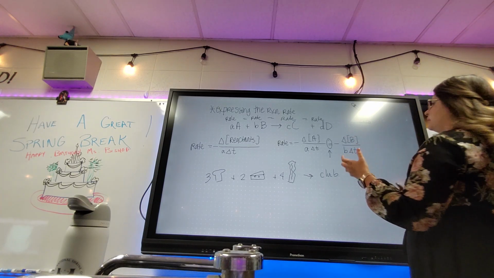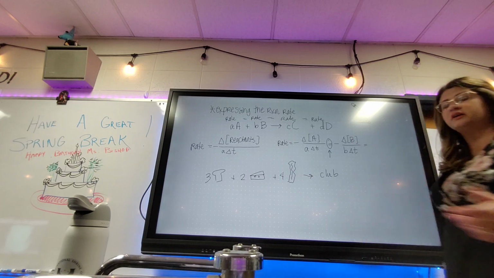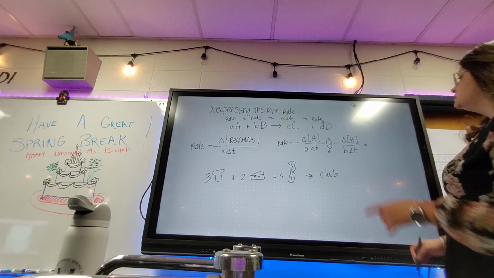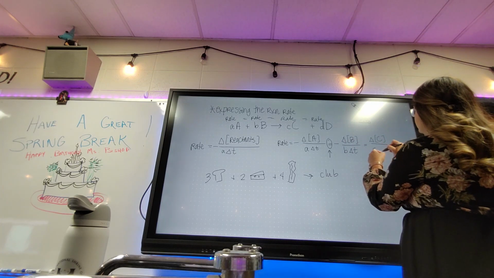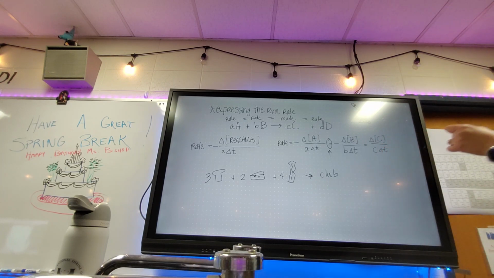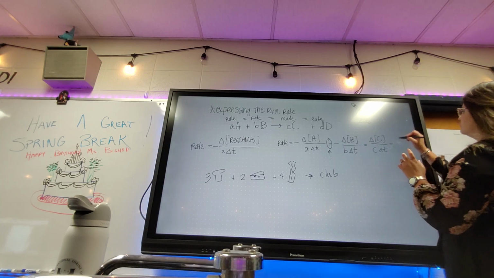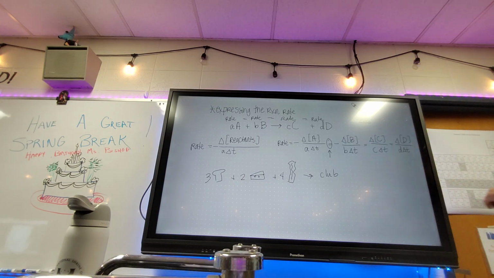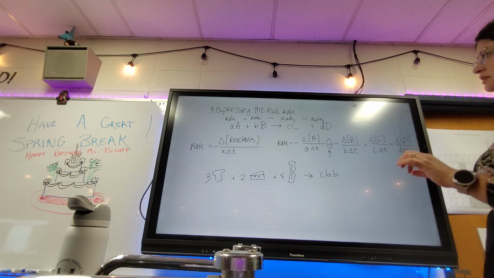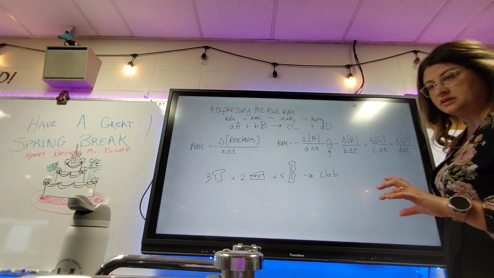All right, so what about products? Well, are you using products up? No, you're not. You're making them. So no negative sign for the products. Change in concentration of C divided by little c times delta T. And then the same thing will be true for D. Now, my friends, this looks complicated, but every single one of these problems is exactly the same.